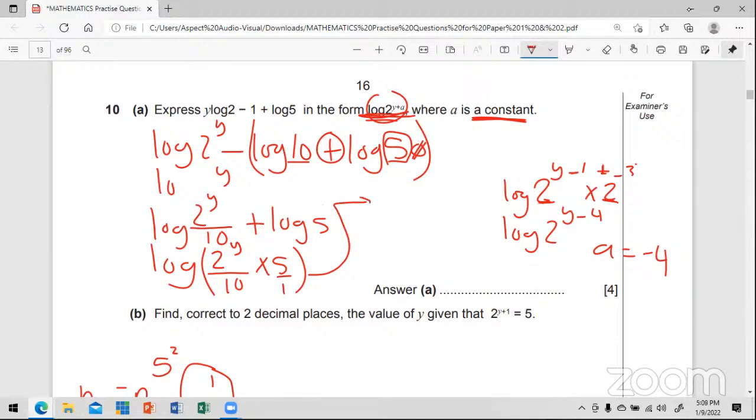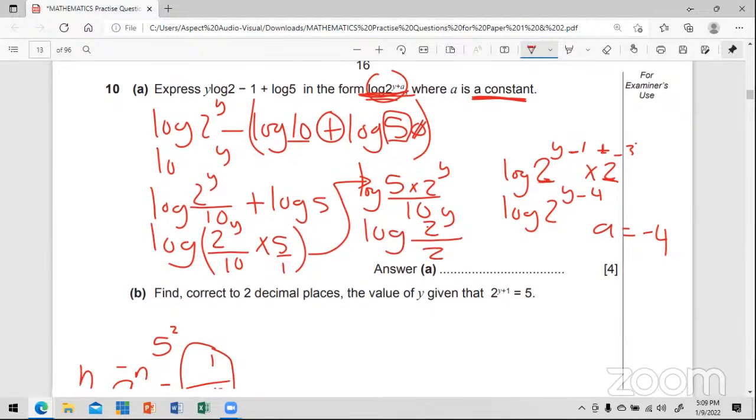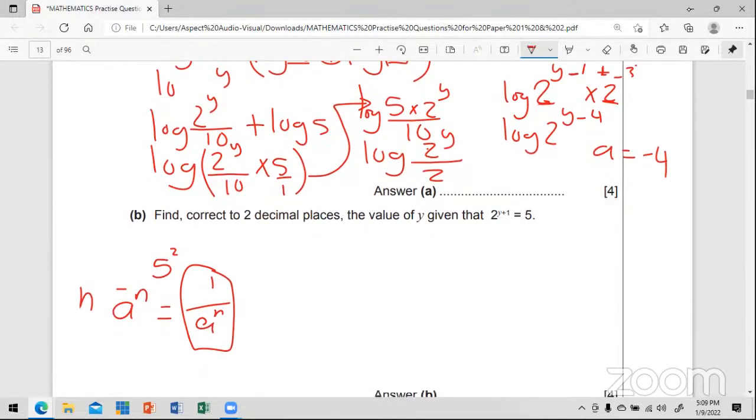Now we are moving from there, okay? This one will just be 5 times 2 to the y. Remember there's a log there. 2 to the y over 10. Can you see that? Now we think of factors of 10, which is 2 and 5, yes. The factors of 10 are 2 and 5, so therefore this one will be 2 to the y over 2. You got it? Yeah, it's right.